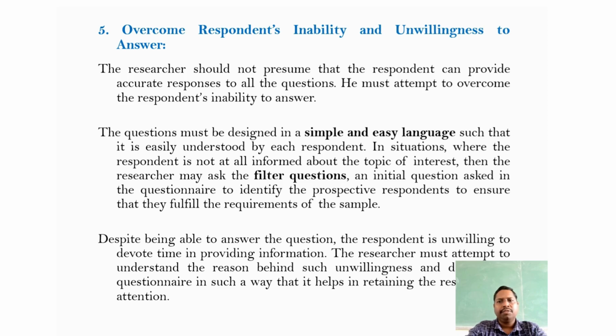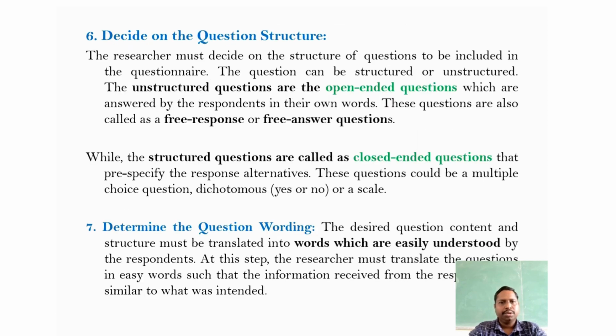Then coming to the fifth one, overcome respondents' inability and unwillingness to answer. So it is all about the questions framed in this questionnaire, which should be kept in view of respondents' IQ levels. The language should be very simple, and the frame of the question should be understandable by everyone. And there should be a good filter for the respondent to take and give the responses. Sometimes respondents may feel unwilling to answer. Such questions should be avoided. Sixth, decide on the question structure, whether it is an open-ended question or a closed-ended question.